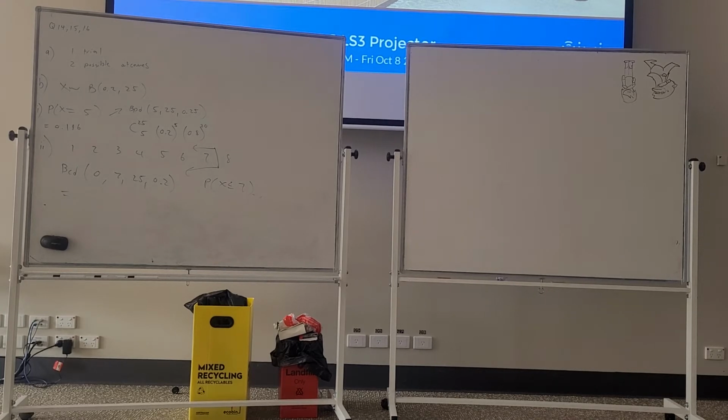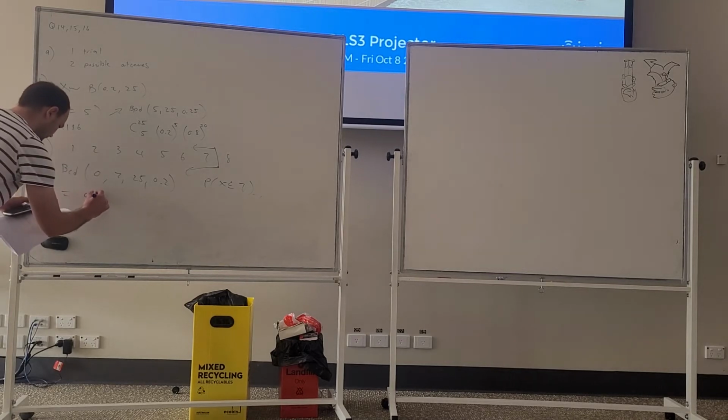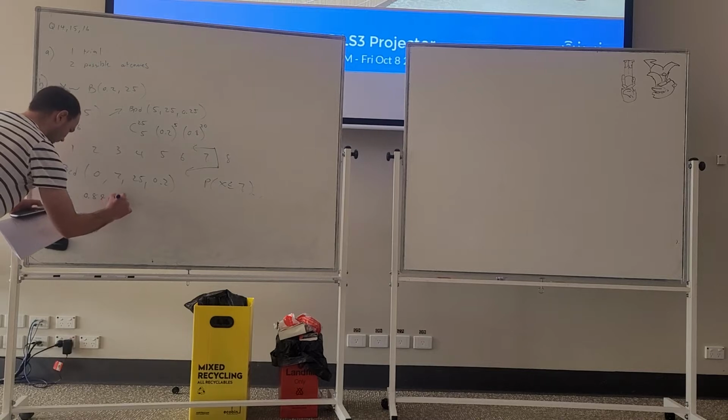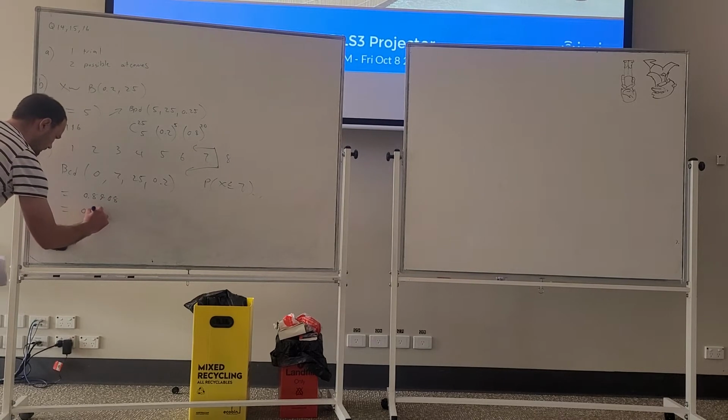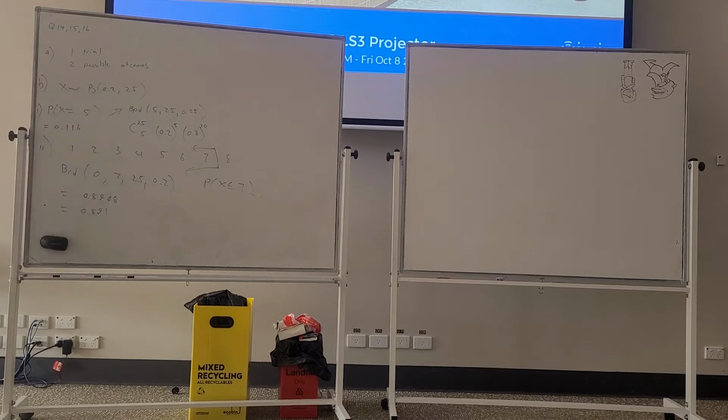So that's going to be distribution, binomial, Bcd. The lower boundary is 0, upper boundary 7. 0.8908, so 0.891. So we have an 89.1% chance of getting 7 or less correct. Okay.